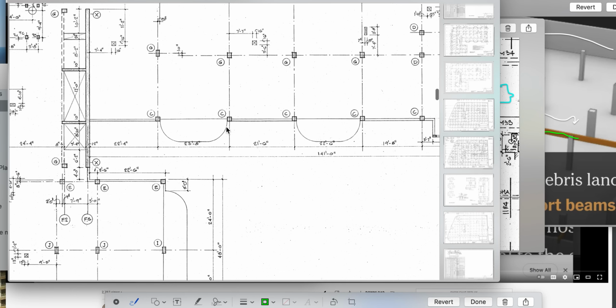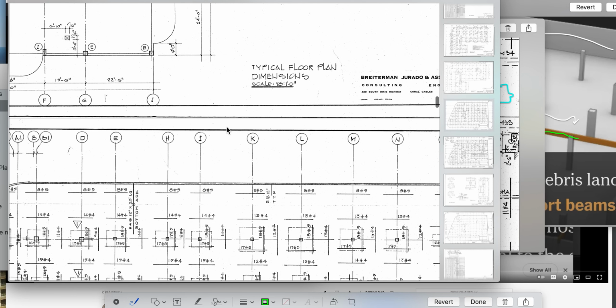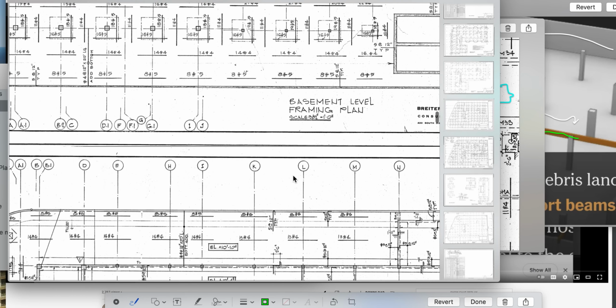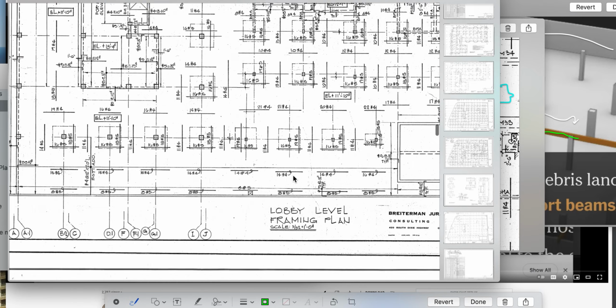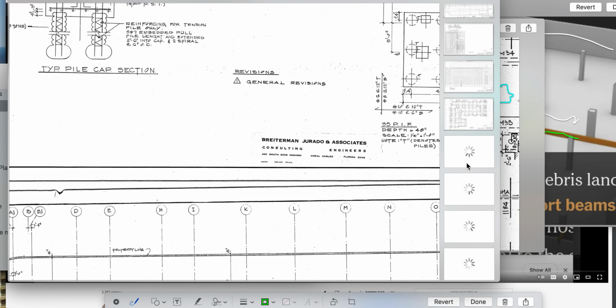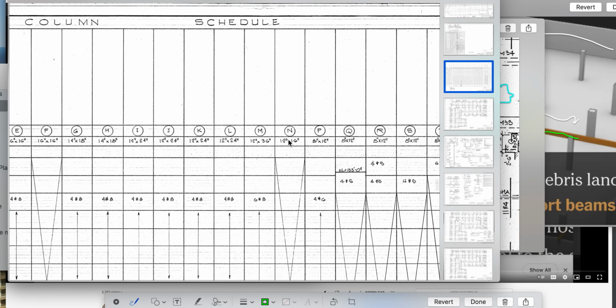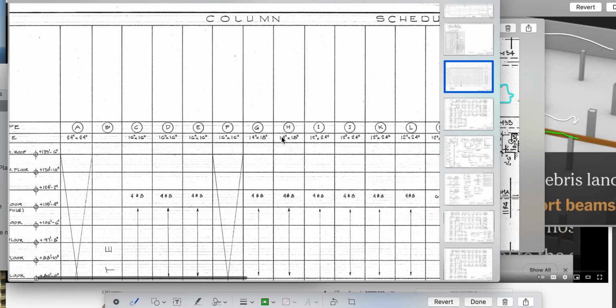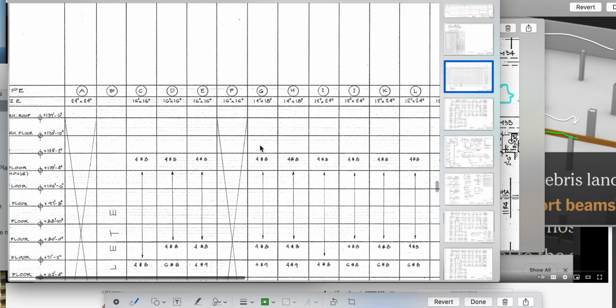Okay, so what did I want to get back to? The columns. So back to the concrete. I'm looking to the right here, to see if I can get to it faster. Column schedule. So now you saw C and now you saw G.